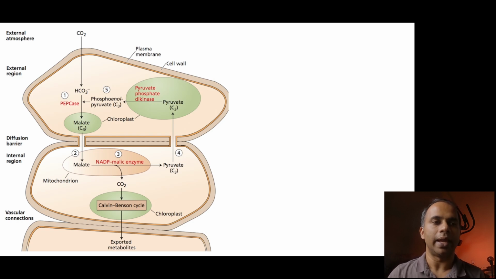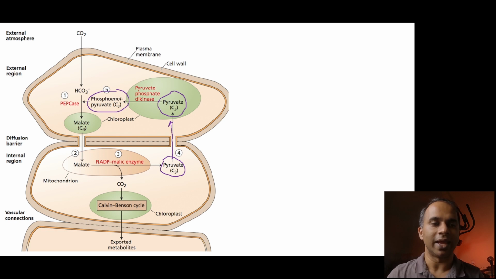This malate goes to the bundle sheath cells through a diffusion barrier, and then it goes into the mitochondria, and with the help of NADP malic enzyme, it will be converted into pyruvate. This pyruvate goes back to the mesophyll cells, and inside the chloroplast it reacts with pyruvate phosphate dikinase and is converted into phosphoenolpyruvate. It's a C3 compound, and then it reacts with HCO3 minus and creates malate.